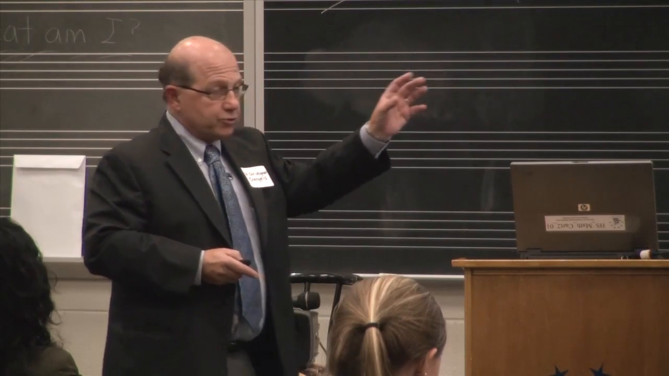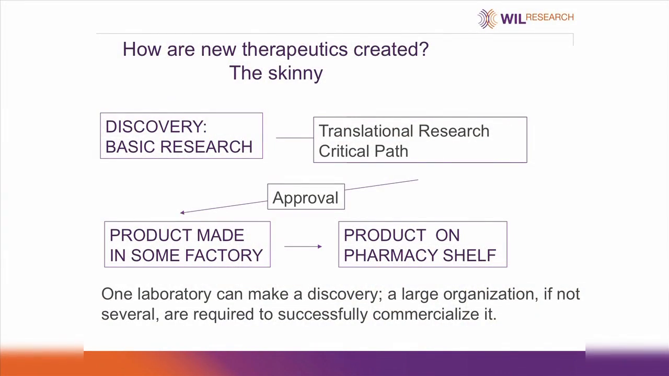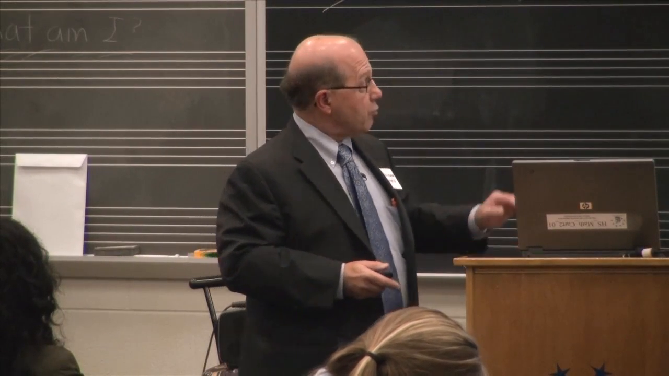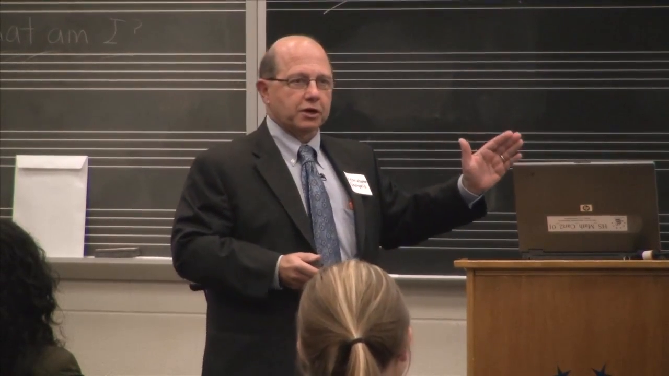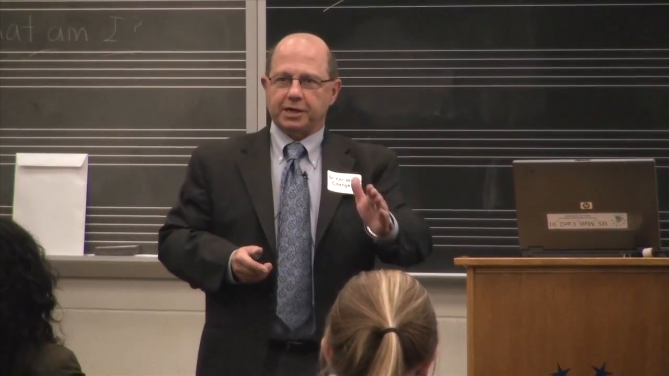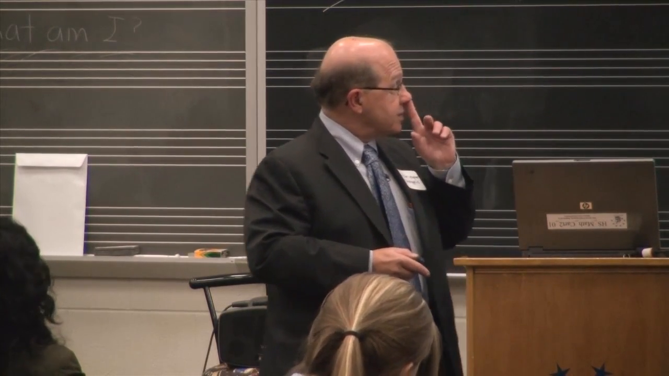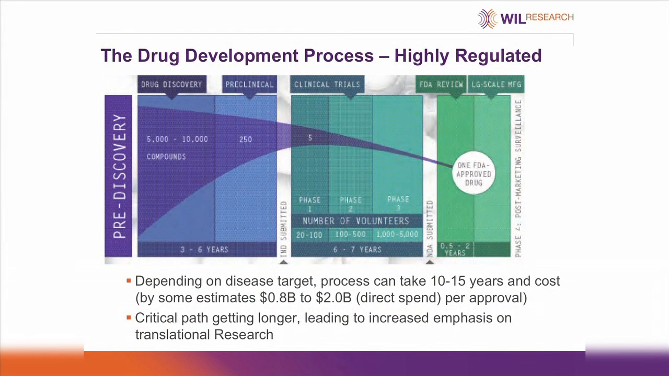What you're going to hear about, and I'll introduce this a little later, is that the path from discovery to approval is now called the critical path. And the type of research that goes on to take something from discovery to approval is called translational research. We want to translate something. The term you'll hear is from lab, from test tube to bedside.